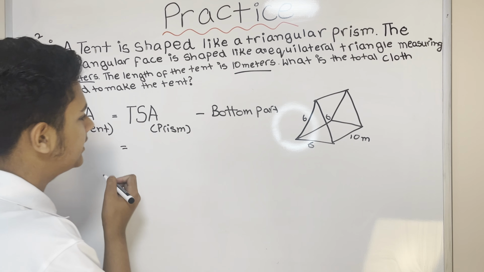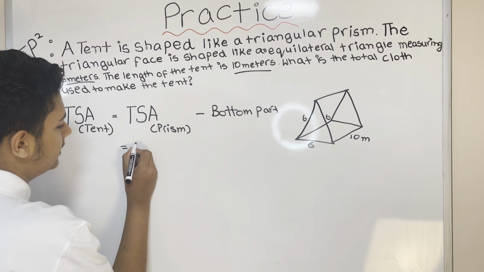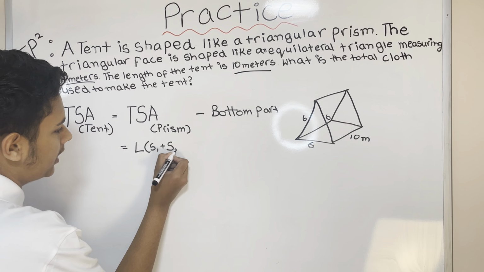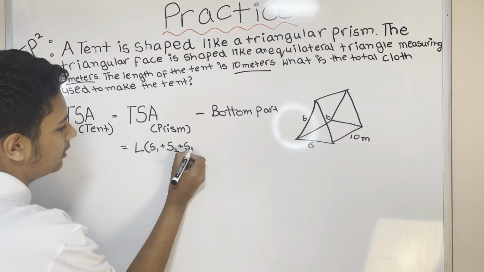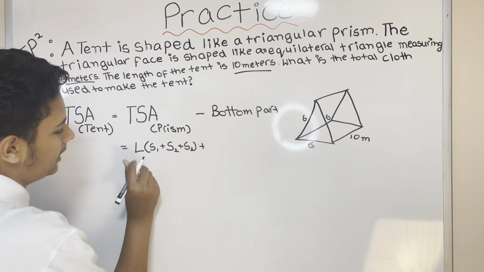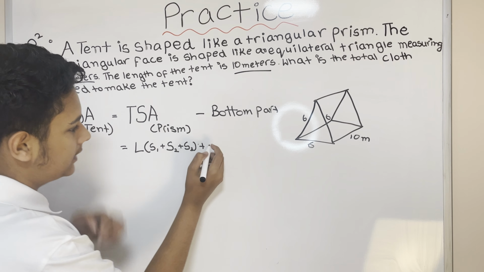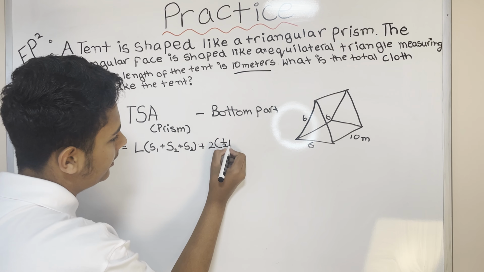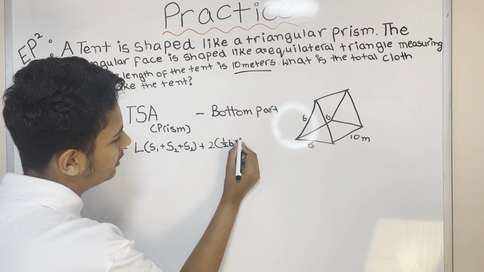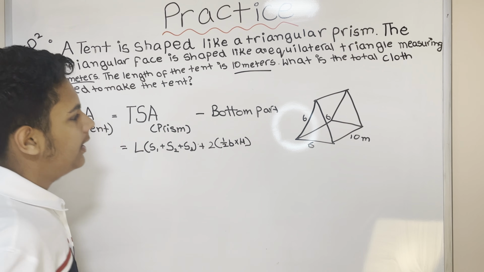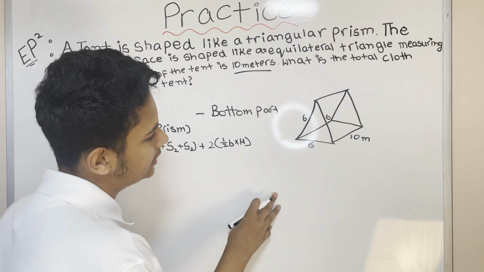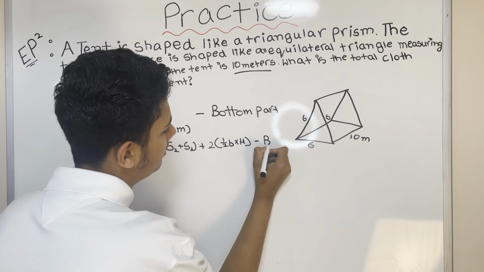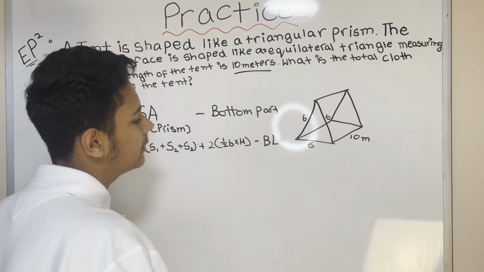So now we're going to put in our formulas. We know the total surface area for a prism is length times (side 1 plus side 2 plus side 3), in brackets, plus 2 times, in a bracket, one half base times the height. And then the bottom part is just base times the length, so we subtract base times the length, BL.